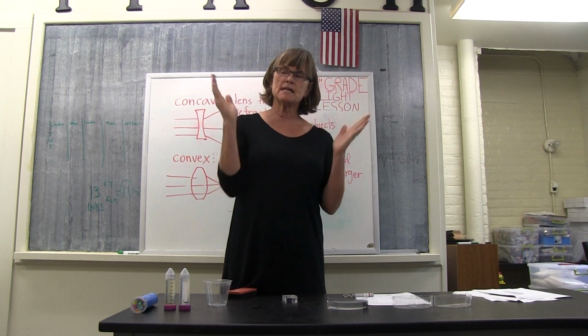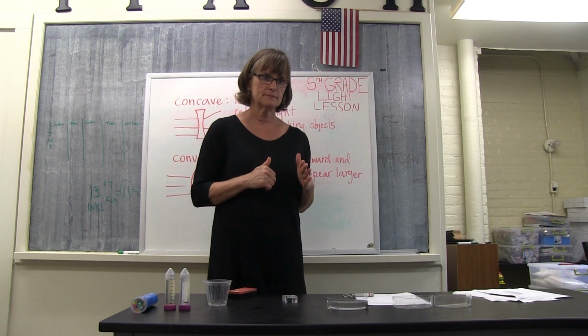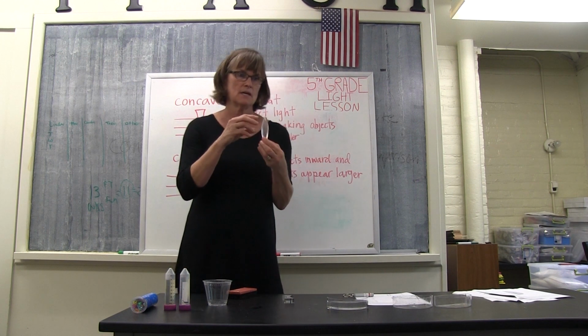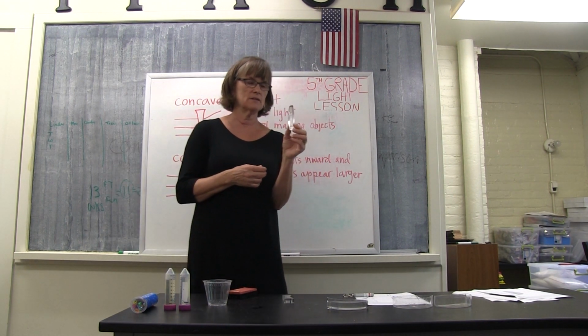If a lens caves in on both sides, what do we call that? Concave, because it looks like a cave. And if a lens bulges out and it's thick in the middle, what type of lens is that? Convex. All right, good job.